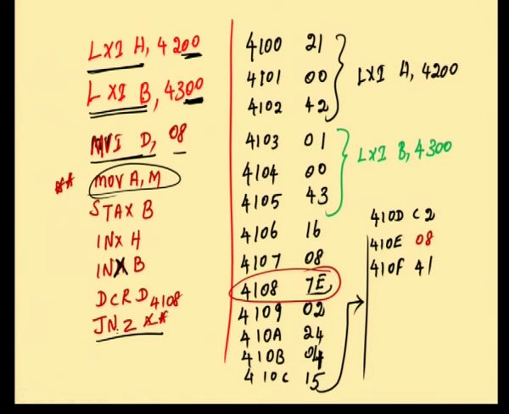After the jump, the last instruction in the program is halt, HLT. The halt instruction opcode value is 76. So after 410F, the next address becomes 4110, and there I write 76. After reading 76, it halts the program. So this is the way to convert the program into opcode. Only the opcode can we enter into the kit.